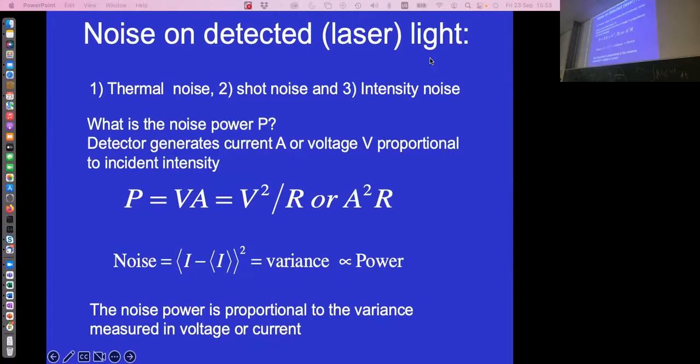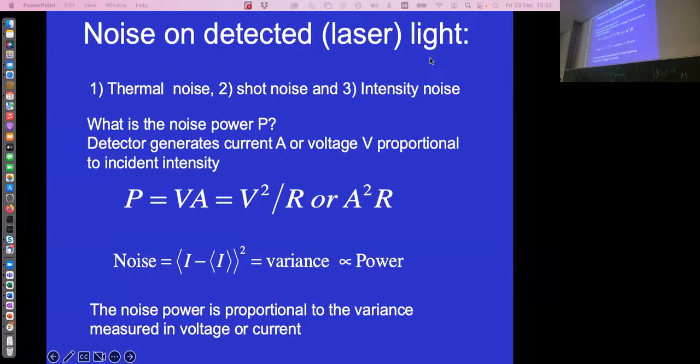Okay, so I want to introduce noise. Because I told you that there is this concept of noiseless amplification, because first, nothing comes for free. So we have to look at the noise to figure out what happens in the case of noiseless amplification. So I'm going to introduce a few definitions: thermal noise, shot noise, and intensity noise. That will be the next part of what I'm going to talk about.